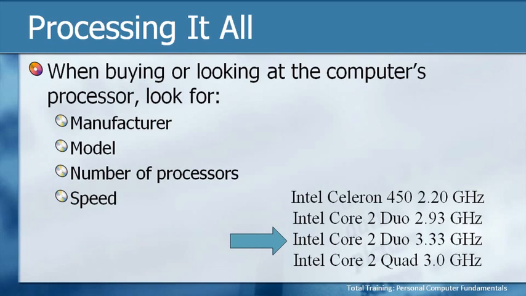The third processor is also Core 2 Duo. So the only difference between the second and the third is that the first is at 2.93 gigahertz and the second is at 3.33. That would make the third one faster.